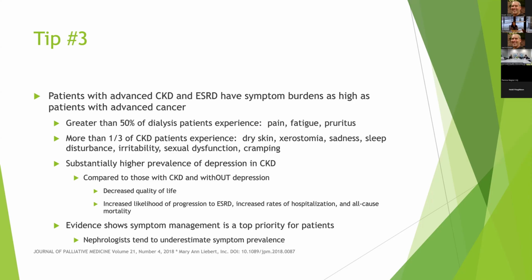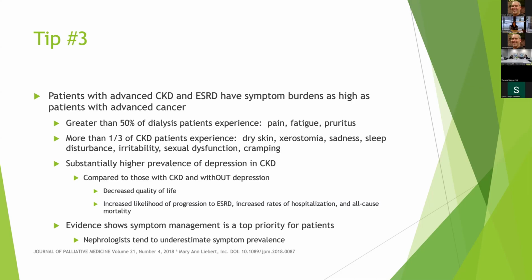So more than a third, and again, this is starting at stage 3 of chronic kidney disease, will experience some or all of especially dry skin, dry mouth, sadness, sleep disturbance, irritability, sexual dysfunction, and cramping.